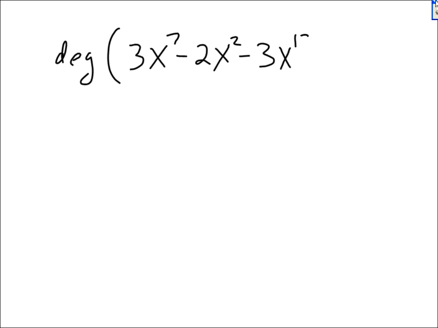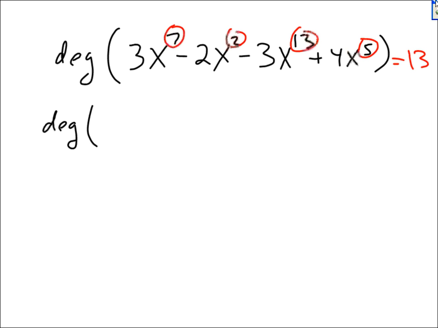Find the degree of this polynomial. 3x to the 7th minus 2x squared minus 3x to the 13th plus 4x to the 5th. You look at the exponents of x, or y or z. You look at the exponent of the variable, and you decide what the highest number is. Between the four numbers circled in red, 13 is the largest. The problem is done. The degree is 13.